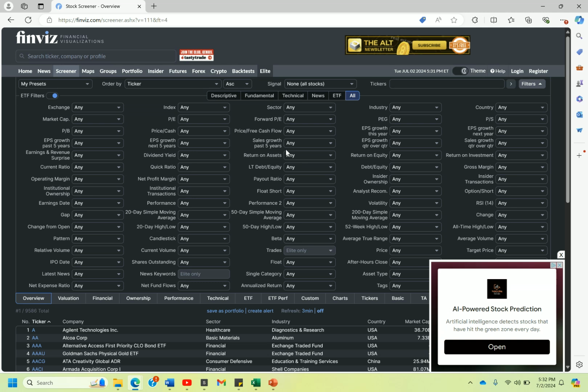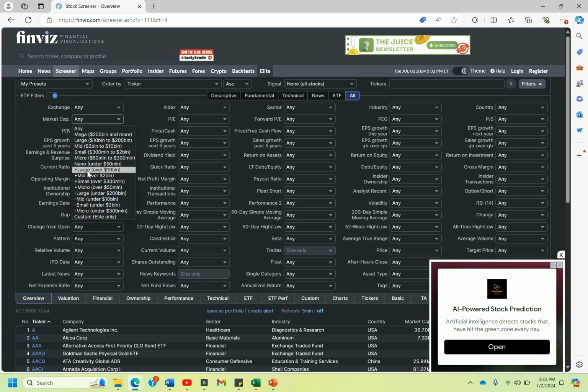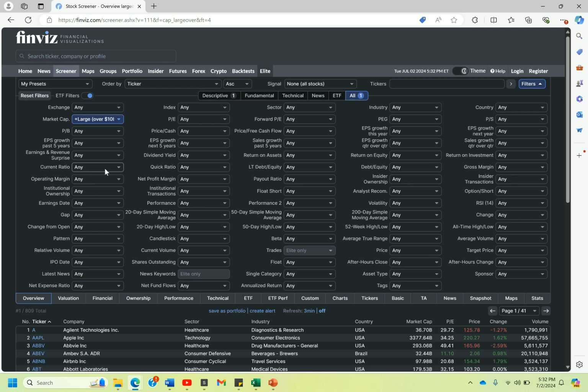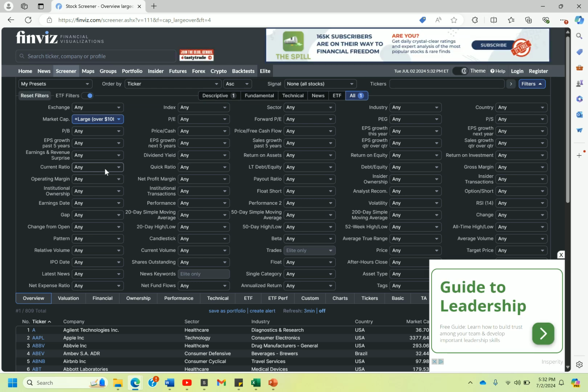All right, so the first filter that we're going to be going over today is the market cap filter. What we're going to do for value investing is sort this to the plus large, over 10 billion. What this will allow us to do is filter for companies that are larger and more well known to be profitable. So less risky investments, but also with a lot of room to grow. That's one of the main things we're looking for in value investing.